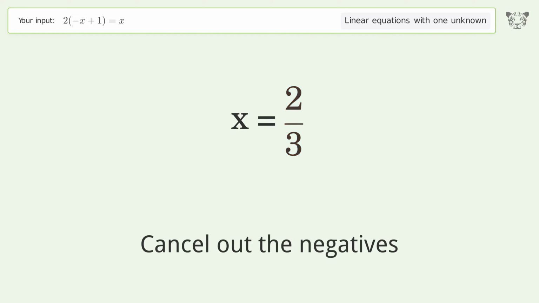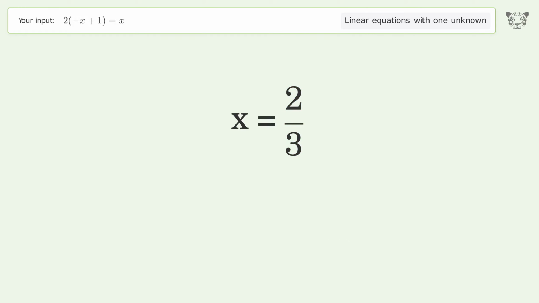And so the final result is x equals 2/3.